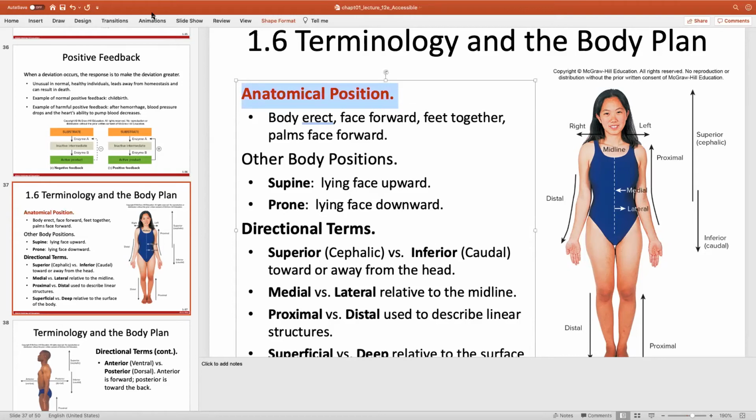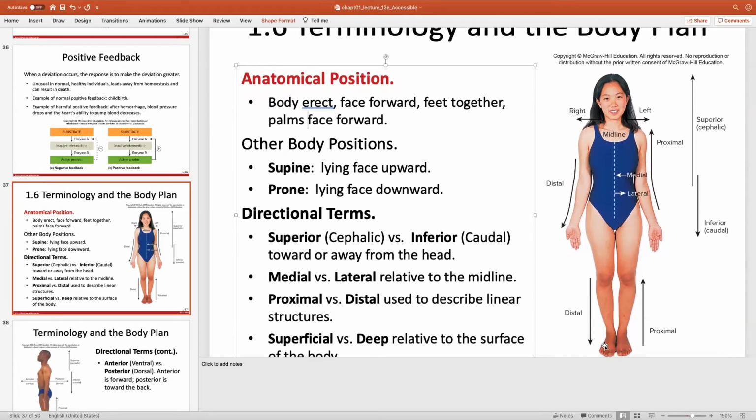Anatomical position means the person is standing up, erect. This is the anterior, and this is a big one with anatomical positioning: the feet together, the palms are upwards. We call this palm facing up supinated. There's an "up" in supination. So upwards is supine.